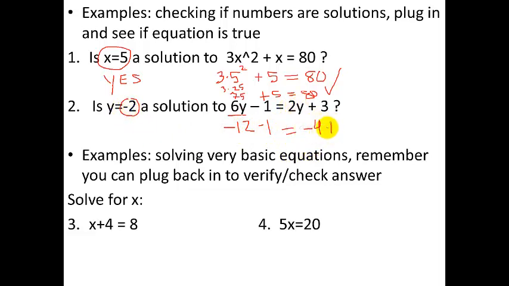negative 4 plus 3. So check this side, negative 12 minus 1 is negative 13. Check this side, negative 4 plus 3 is negative 1. So no, this is not a solution because we arrived at something which is not true, right? So if you arrive at something which is not true, then your answer is no solution.